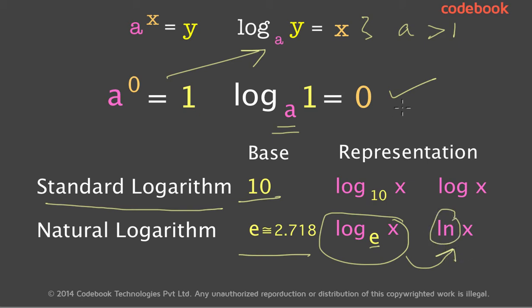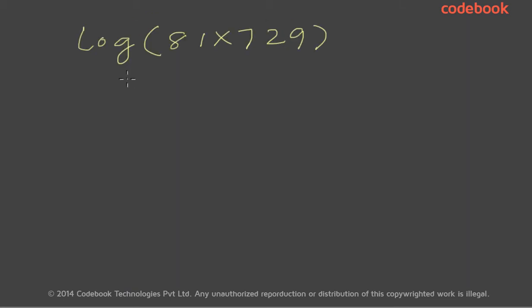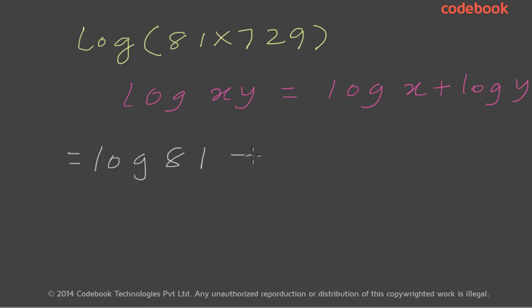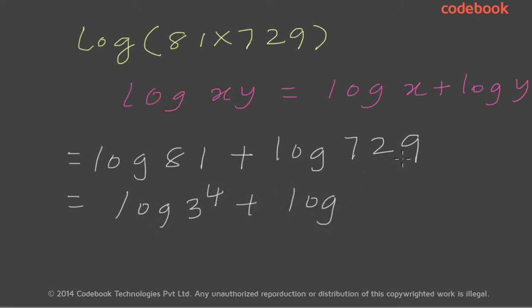So now equipped with this information and the laws of logarithms, let us try to solve some problems. Now let's work on the first problem. You have been given to find the logarithm of 81 multiplied by 729. So if you remember the formula, log xy is equal to log x plus log y. So this can be expressed as log 81 plus log 729. 81 is nothing but 3 power 4 and 729 is nothing but 3 power 6.